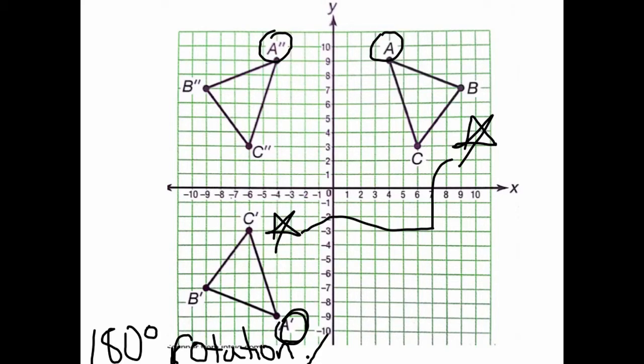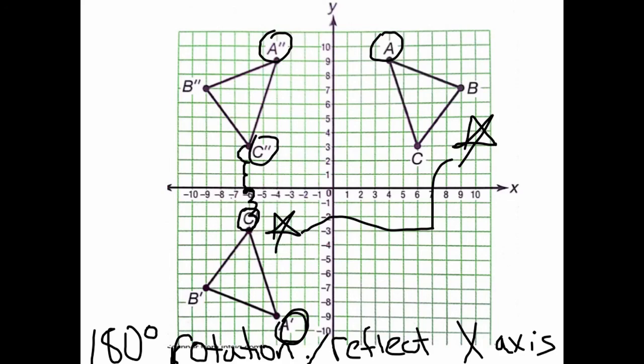To see if it's a reflection, I'm going to count the distance from C prime to the axis and C double prime to the axis and see if it's been reflected. So C prime is 1, 2, 3 spots away from our x-axis, and C double prime is 1, 2, 3 spots away also from our x-axis. So this triangle has been reflected over the x-axis. And again, you would write this in complete sentences. All right guys, the best way to get better at this is just to practice, so let's go ahead and do that.